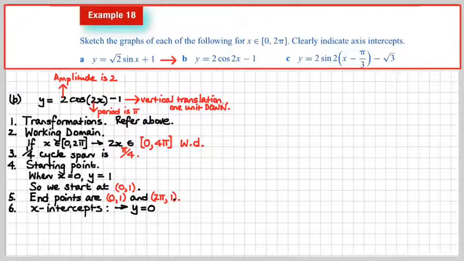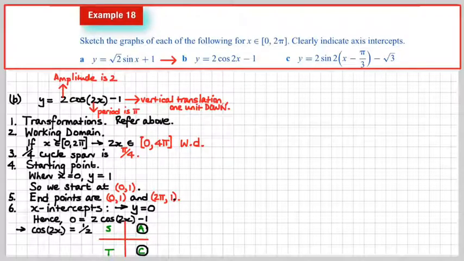Now, that means we've got to substitute y as 0 into this. That's what we get there. Therefore, we're going to get cos of 2x is positive this time, positive a half. There's our CAST diagram. So there's where cos is positive, quadrant 1 and quadrant 4. What's the basic angle? Yes, it's pi on 3. Basic angle in quadrant 1 is pi on 3.